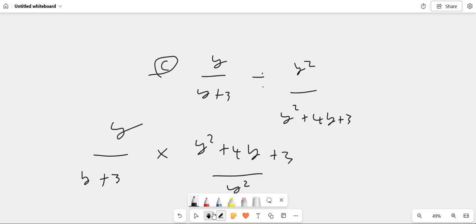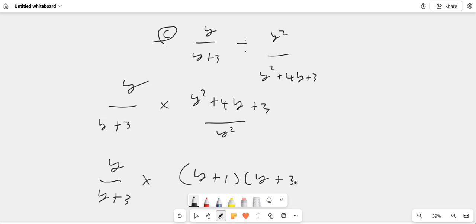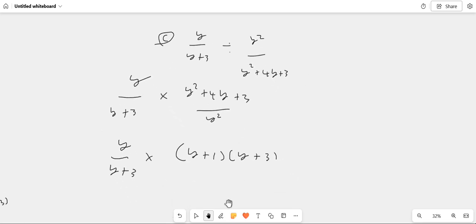Now what can I do? You're probably thinking, how does that help in any sort of way? Well, this becomes y over y plus 3 times, and then again use polynomial in your calculator, but instead of y put x, and you'll get the solutions. The solutions will be minus 1 and minus 3, which means the brackets are y plus 1 and y plus 3. You understand? Over y squared.